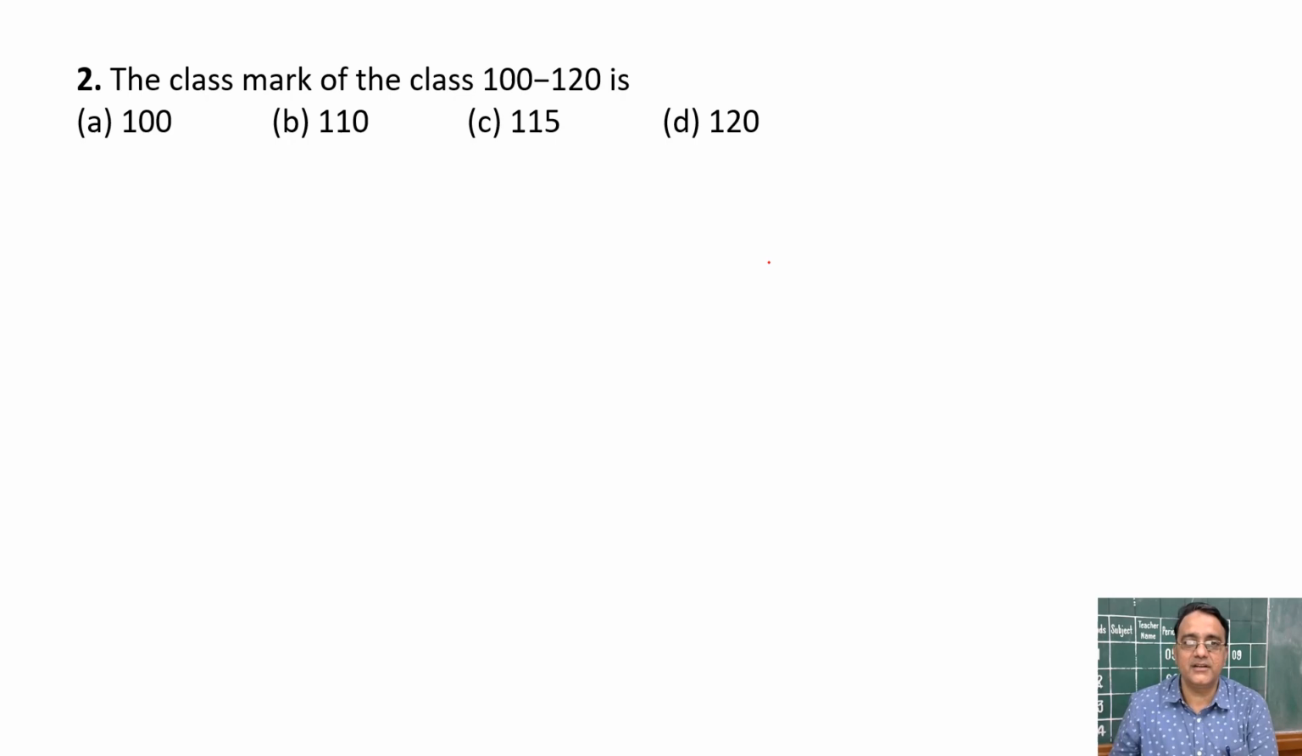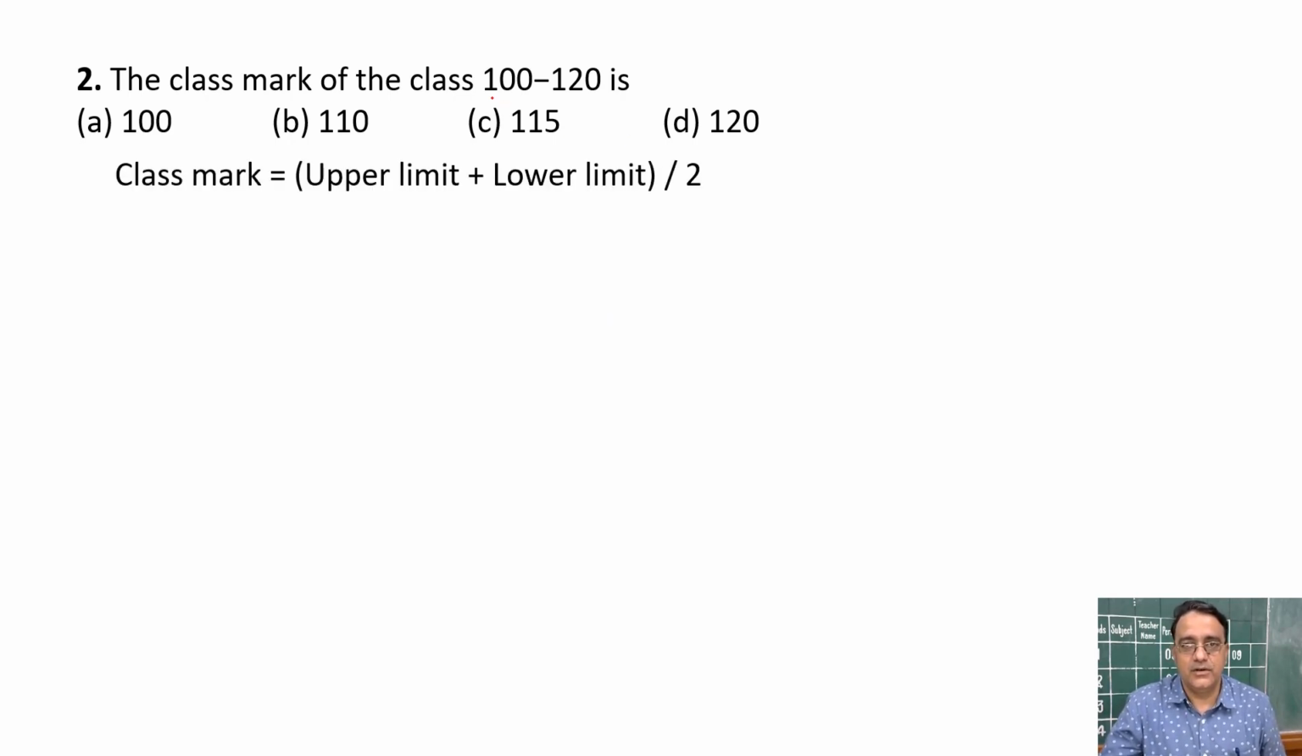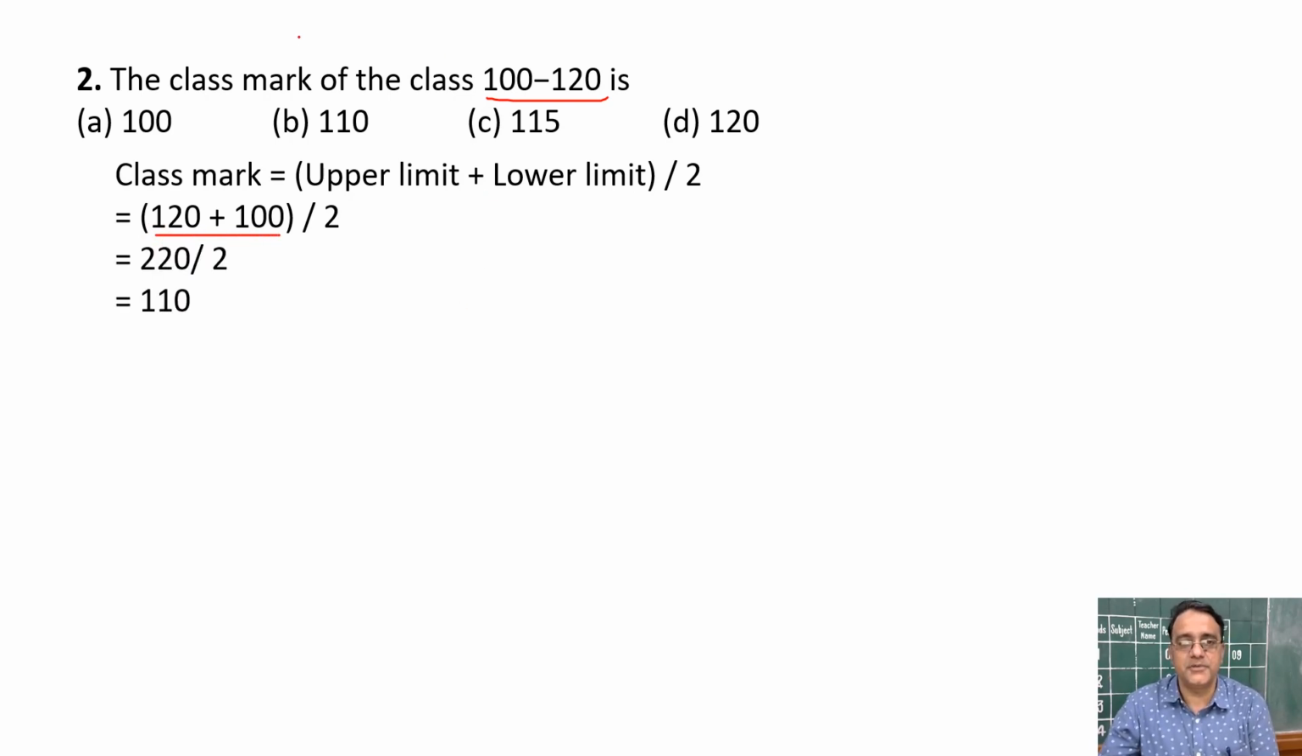The class mark of the class 100 to 120 is dash. So what is the formula for finding class mark? Class mark is upper limit plus lower limit divided by 2. Here lower limit plus upper limit divided by 2. So we will add these two numbers, 120 plus 100 by 2. So 220 by 2, we are getting 110. And the correct option is option B. Now we are moving toward question number 3.